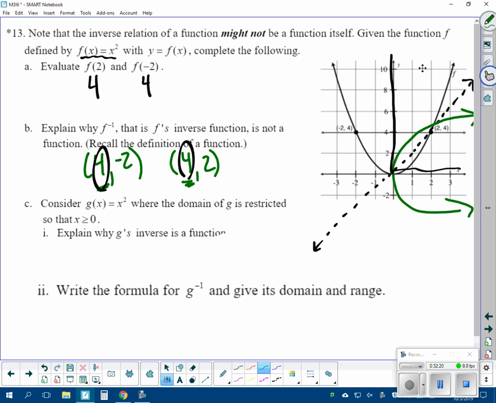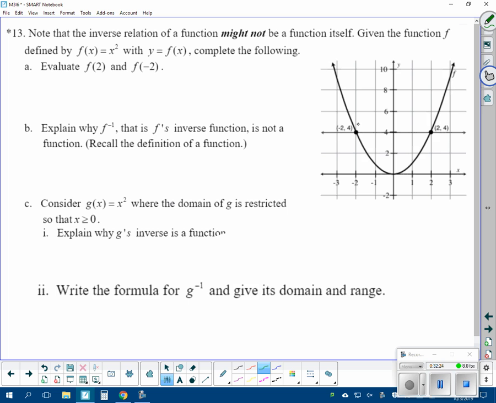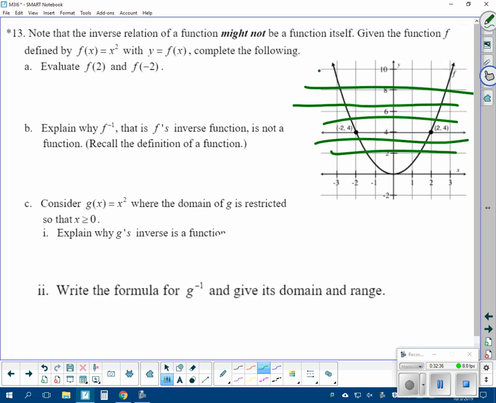But anyway, if you look back at this original graph, the graph of y equals x squared, would that pass the horizontal line test? No, right? It's not going to pass the horizontal line test because it's going to run into more than one point on all of these lines. So what does that tell you? It's not a one-to-one function. Is it a function? Yes, because it passes the vertical line test, but it is not a one-to-one function because it does not pass the horizontal line test.